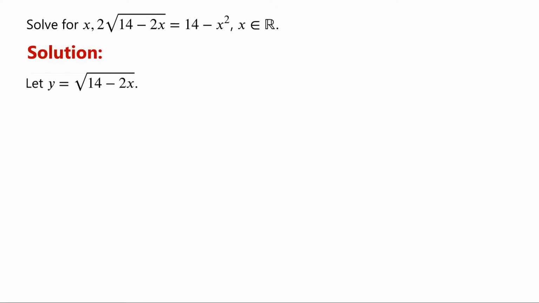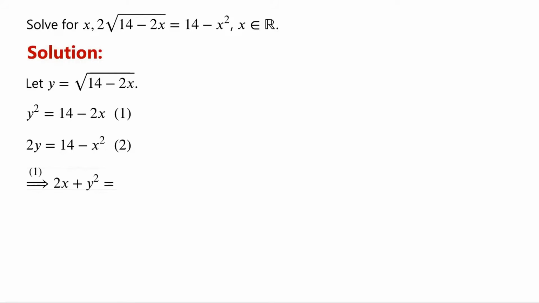Let y equal root of 14 minus 2x. Then y squared equals 14 minus 2x. We label it as equation 1. The original equation can be written as 2y equals 14 minus x squared. We label it as equation 2. Rearrange equation 1, we have 2x plus y squared equals 14. We label it as equation 3. Rearrange equation 2, we have x squared plus 2y equals 14. We label it as equation 4.